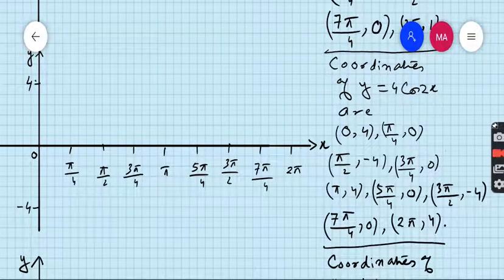At 0 the value is 4, at pi by 4 the value is 0, at pi by 2 the value is minus 4. Again you should take interval of pi by 4. At 3 pi by 4 the value is 0, at pi the value is 4, at 5 pi by 4 the value is 0, at 3 pi by 2 the value is minus 4, at 7 pi by 4 the value is 0 and finally at 2 pi the value is 4. Very easy graph. Join all the points.